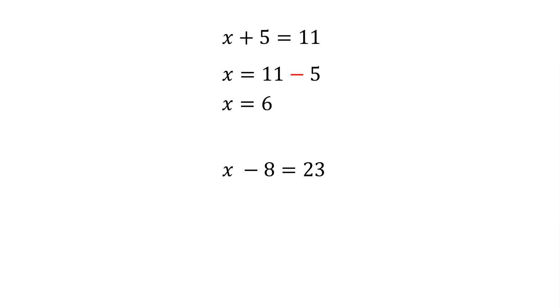For the equation at the bottom, I'm going to do the opposite. I'm going to take 8 to the other side, but this time I'm going to change this, instead of minus, to its opposite, which is in this case plus, and I get 23 plus 8 equals 31 as my answer. And there you have it. This is how you solve one unknown, one equation.